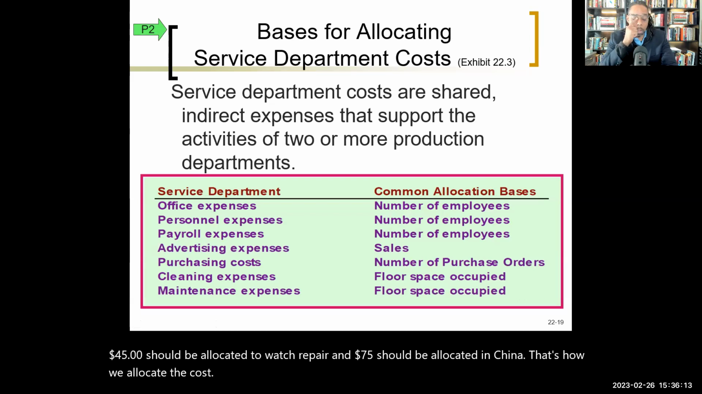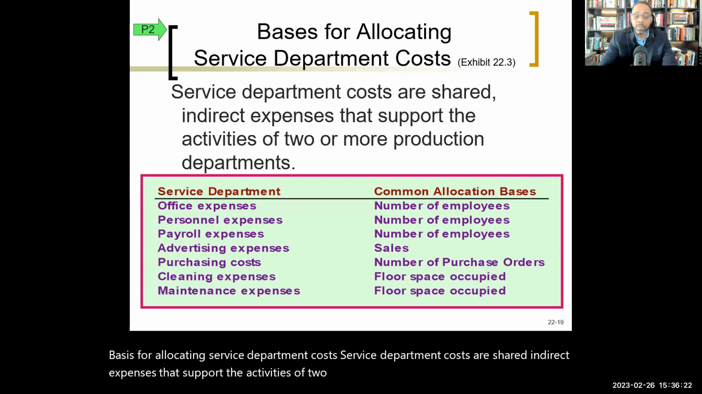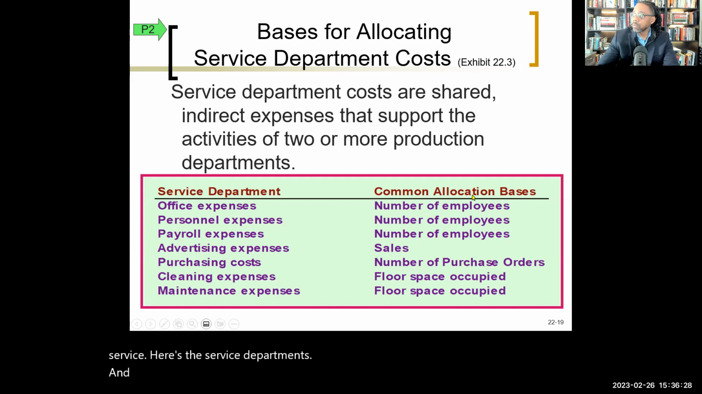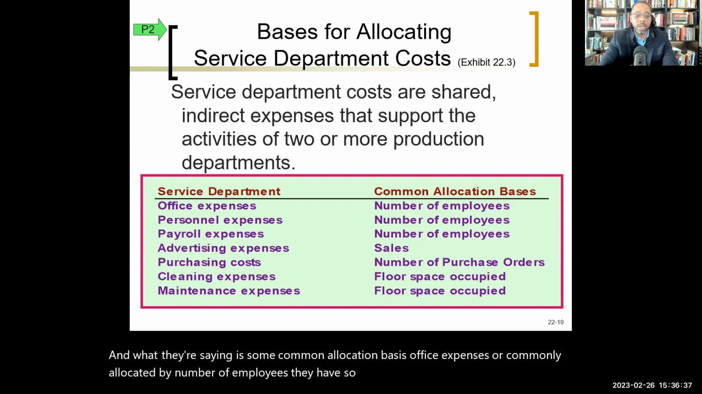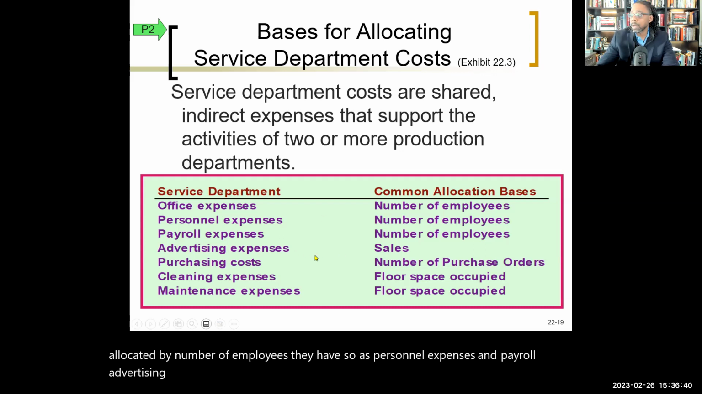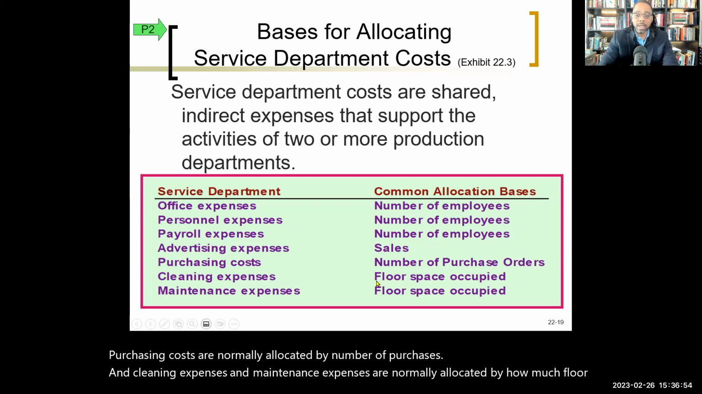Basis for allocating service department costs. Service department costs are shared indirect expenses that support the activities of two or more production departments, right? So here are the service departments, and these are some common allocation bases. Office expenses are commonly allocated by the number of employees. So are personnel expenses and payroll. Advertising expenses are normally allocated by advertising. Purchasing costs are normally allocated by number of purchases. And cleaning and maintenance expenses are normally allocated by how much floor space is occupied in the building.